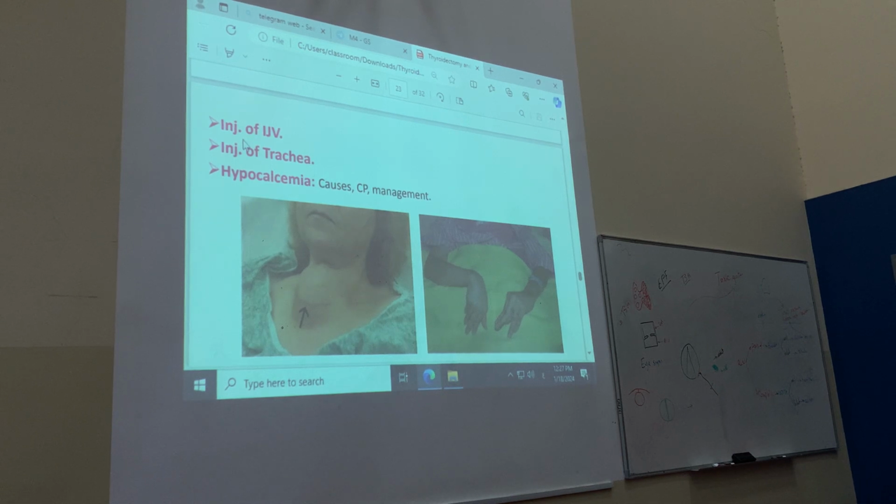Injury of the trachea: while you are dissecting the isthmus and the pyramidal lobe from the trachea, we can have injury of the trachea, and if we have injury of the trachea, very easily it will be sutured. There is no problem anywhere.